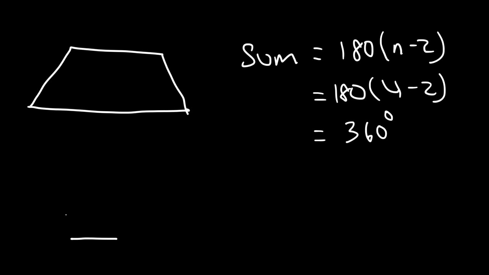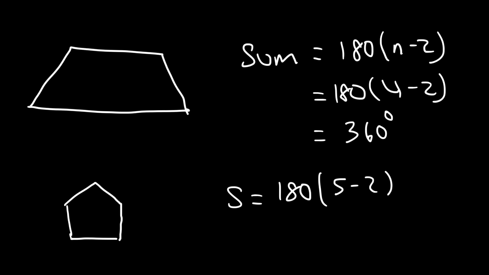Now what about a five-sided figure, like a pentagon? What is the sum of all of the interior angles? So it's going to be 180, and since there's 5 sides, it's going to be 5 minus 2. Now 5 minus 2 is 3, and 180 times 3 is 540.